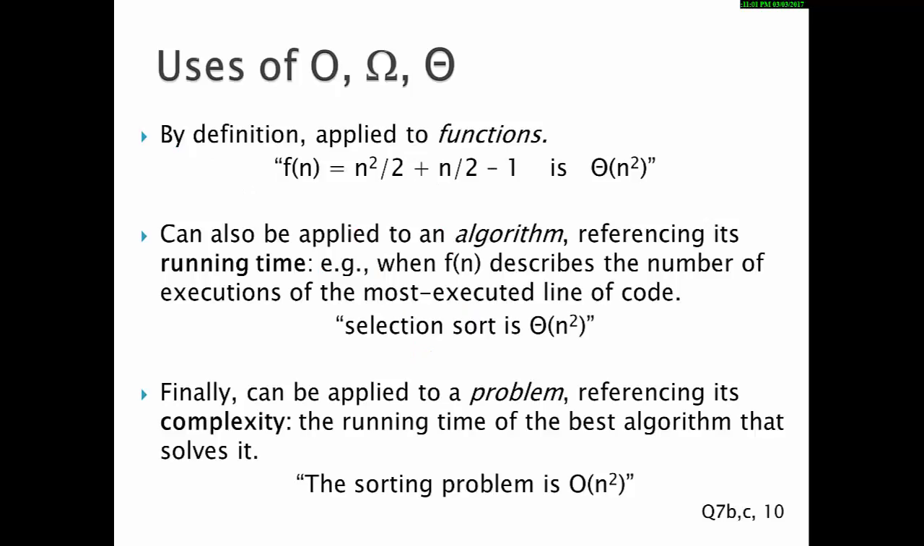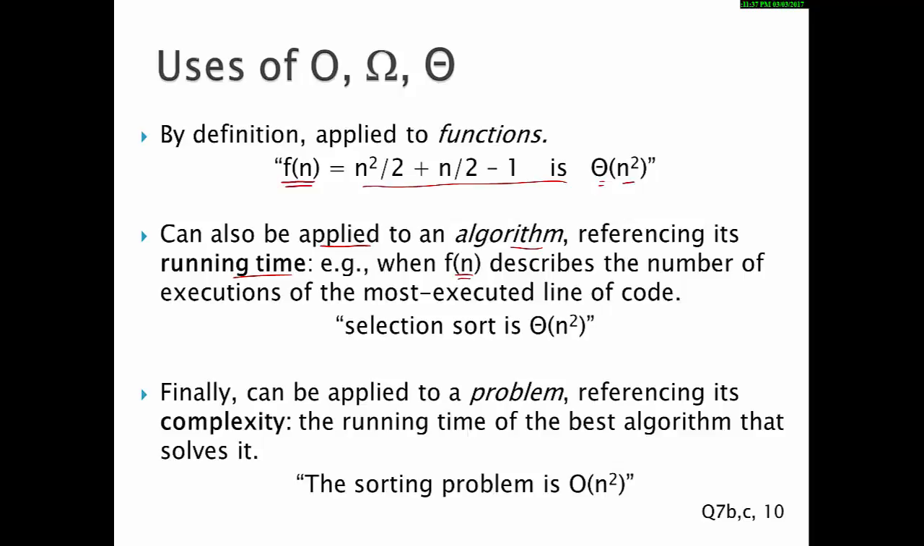Okay, so let's talk a little bit about the uses of these things. By definition, we apply these to functions: f of n is big O of g of n, and we're talking about actual functions here. So this function is big theta or big O of another function g of n. That's by definition. In practice, we generally apply it to algorithms, talking about running time.